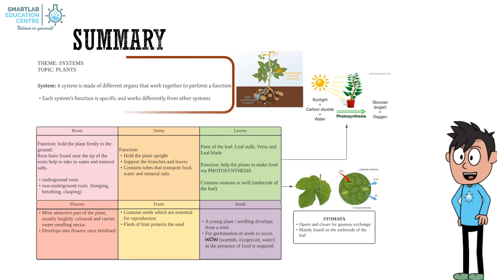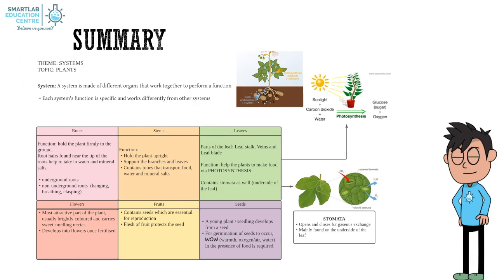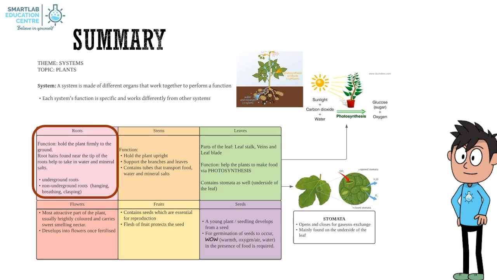A system is made of different organs that work together to perform a function. Each system's function is specific and works differently from other systems. Different parts of a plant. Roots. It holds the plant firmly to the ground. It has root hairs found near the tip of the roots to help take in water and mineral salts. Types of non-underground roots are hanging, breathing, and clasping.